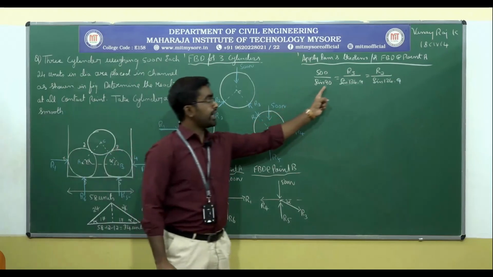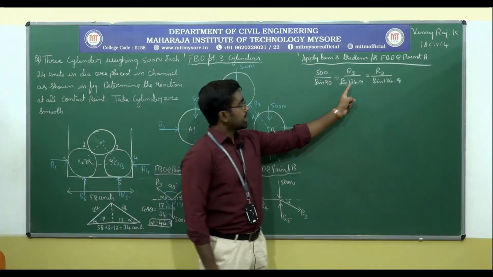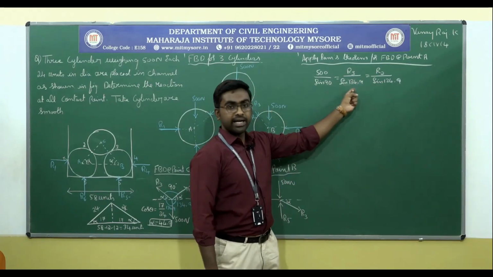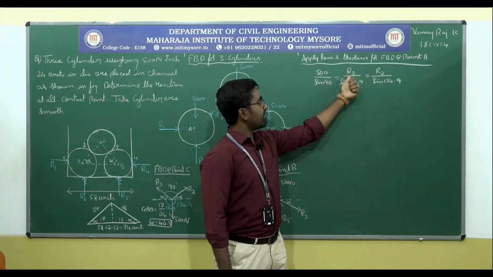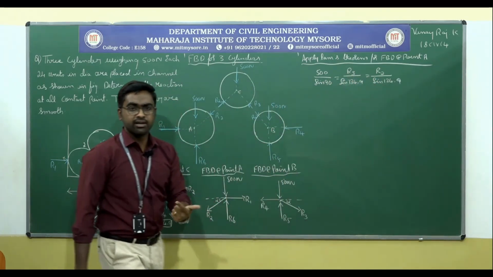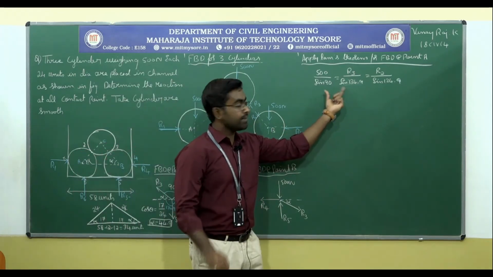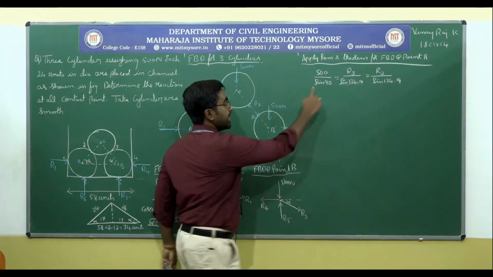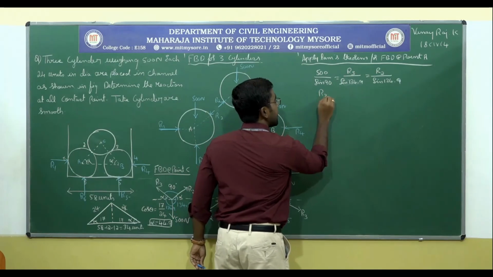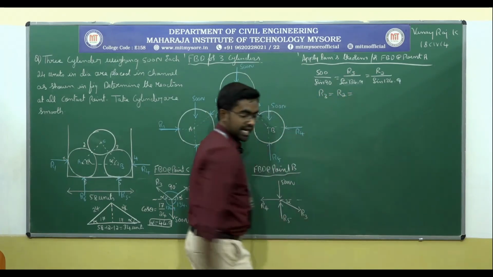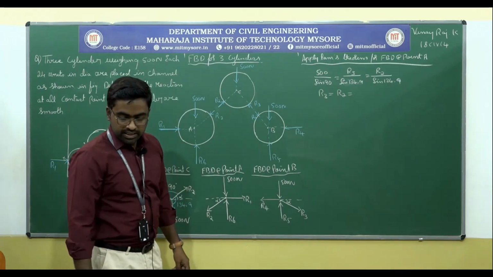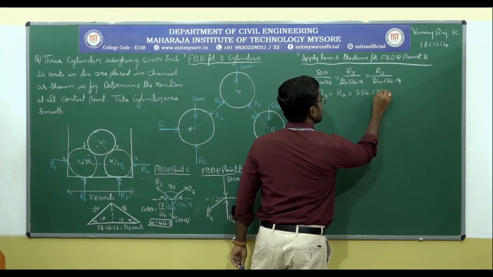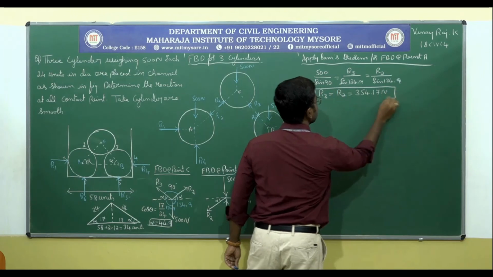Now let me equate 2 terms at a time. See, this angle and this angle are the same. That means if you calculate separately by equating 2 terms, the answer of R3 and R2 will be same. You can check. First equate these 2 terms and get R3. Then equate these 2 terms and get R2. The answer remains the same. By equating 2 terms at a time, R3 will be equal to R2, and that value will be 354.17 Newton.